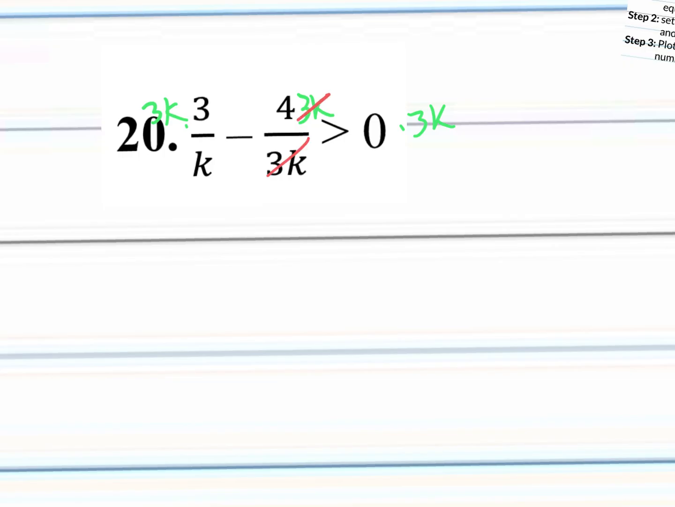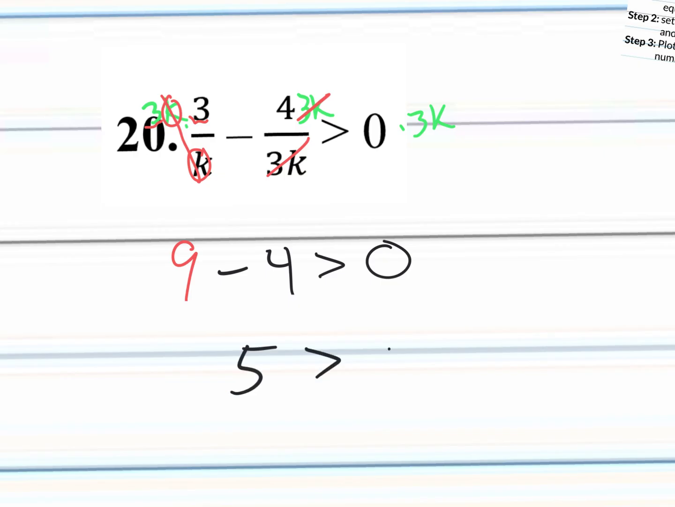You have a nice, beautiful -4. And over here, the k does cancel with the k, and you have 3 times 3, which is a 9. And you end up with a greater than 0 times 3k is 0. Are you with me? What does that mean? That means that there's no more k's, and if you did 9 take away 4, that's 5. 5 is greater than 0.